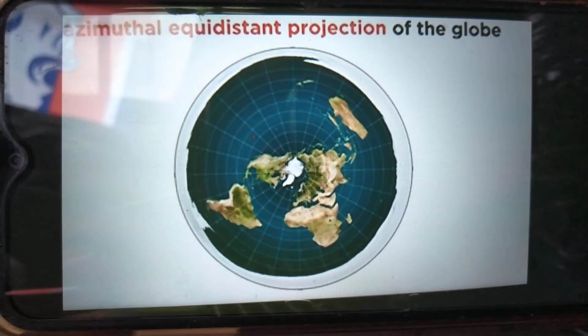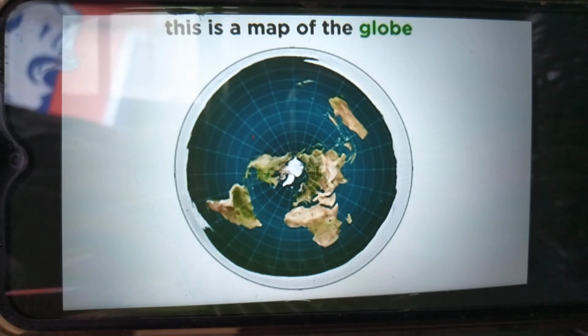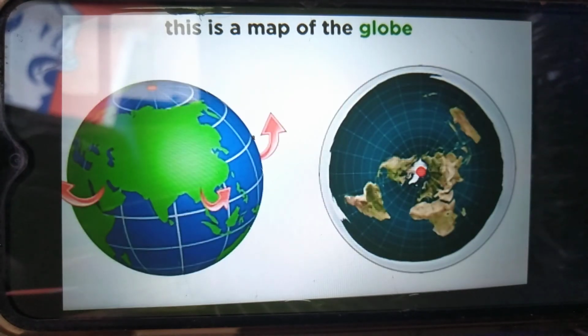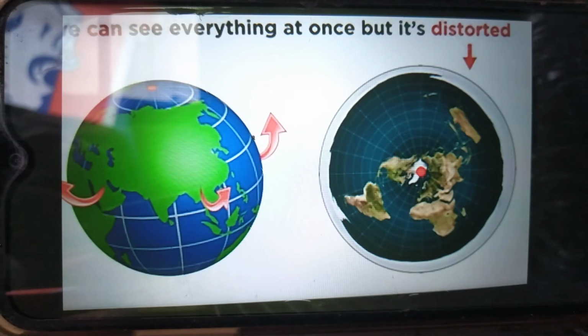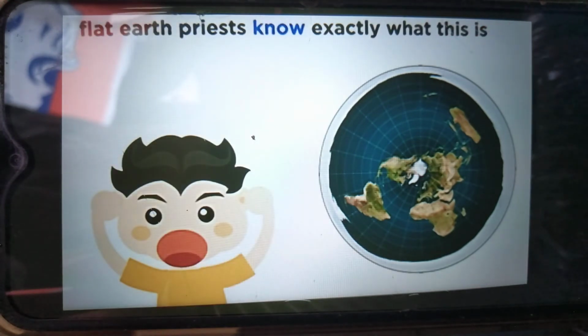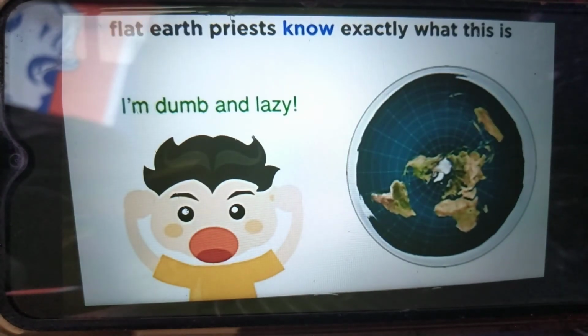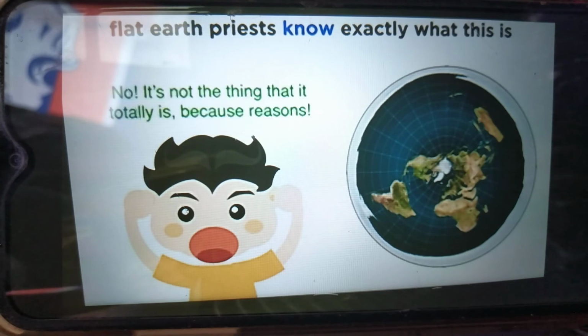Embarrassingly for them, this is actually an azimuthal equidistant projection of the globe. That's right, the Flat Earth map is a map of the globe, taken from the perspective of looking down at the North Pole and flattening out its surface into a plane so that a three-dimensional surface can be shown in 2 dimensions. That's why everything is distorted with no consistent scale. Secretly, Flat Earth priests know what this is, and they know it doesn't work, but they're dumb and lazy and can't come up with anything better, so they stick with this and simply deflect anytime these facts are brought up.